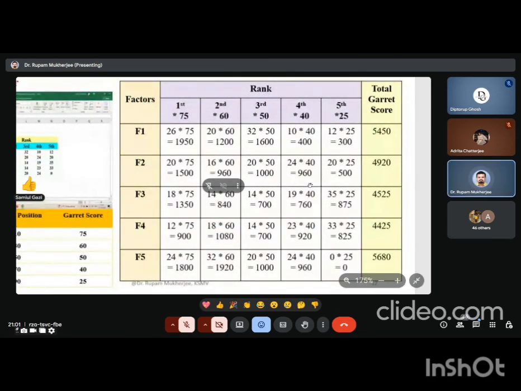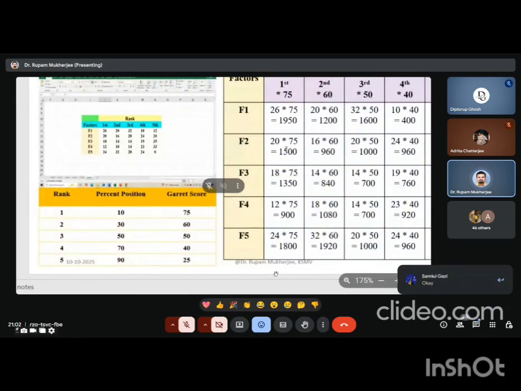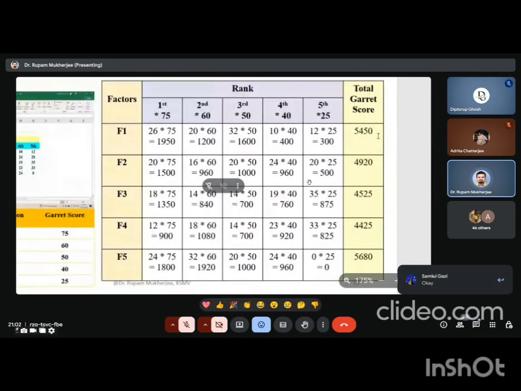Now coming to this, which is important. I have made a summary response sheet that I am showing in the upper part on the left-hand side. In the lower part I am showing the Garrett scores corresponding to percent positions. We derived these two in our previous slides, and with the help of these two, I am now going to derive the last table, called the Garrett table. Here I am going to calculate the total Garrett score for each factor: factor 1, factor 2, factor 3, factor 4, factor 5.